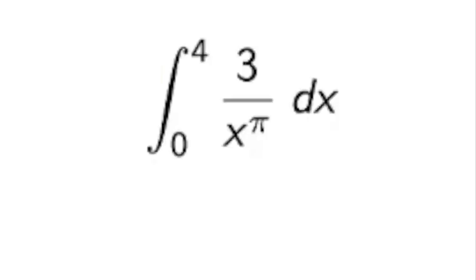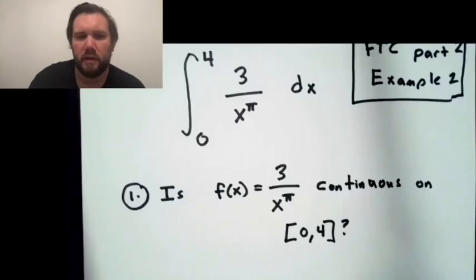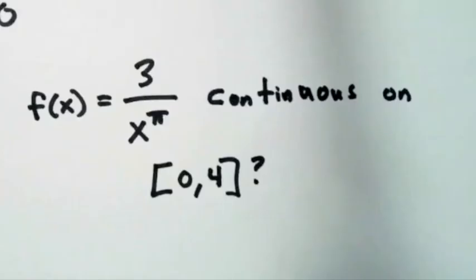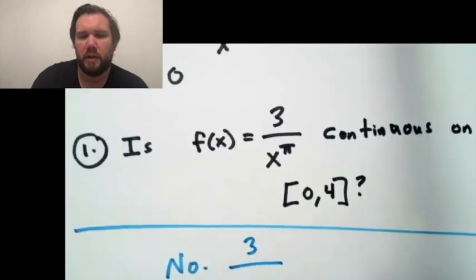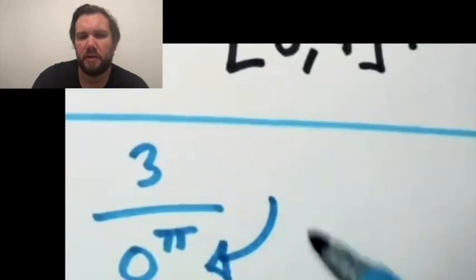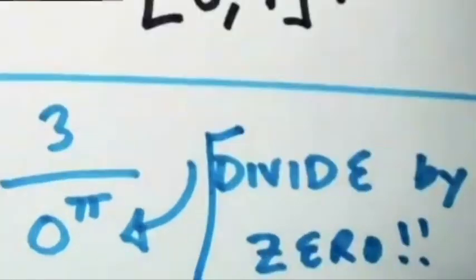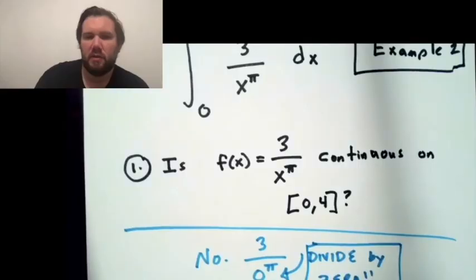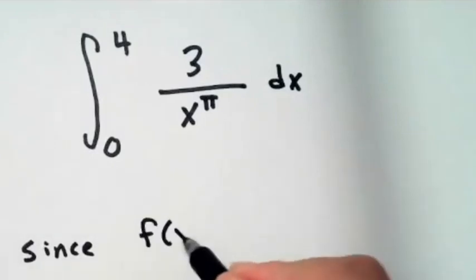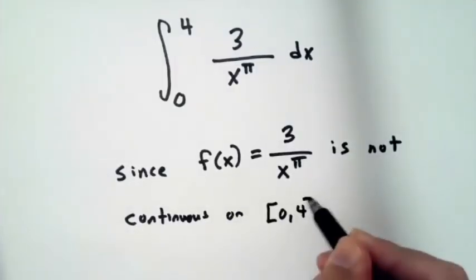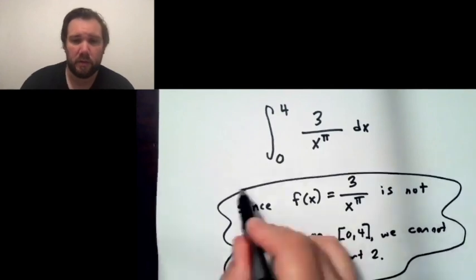Let's see if we can find the definite integral from 0 to 4 of 3 over x to the pi dx. Again, our first step here is to ask, is f of x equals 3 over x to the pi continuous on the interval [0, 4]? And the answer, it turns out here, is no. There's a problem when we try to plug in 0 into the function f of x. We have a divide by 0 problem. Because 0 to the pi is 0, it can't be in the denominator of our function. It's undefined. So our conclusion is that when we look at this definite integral, since this is not continuous on the interval [0, 4], we cannot use the fundamental theorem of calculus part 2.